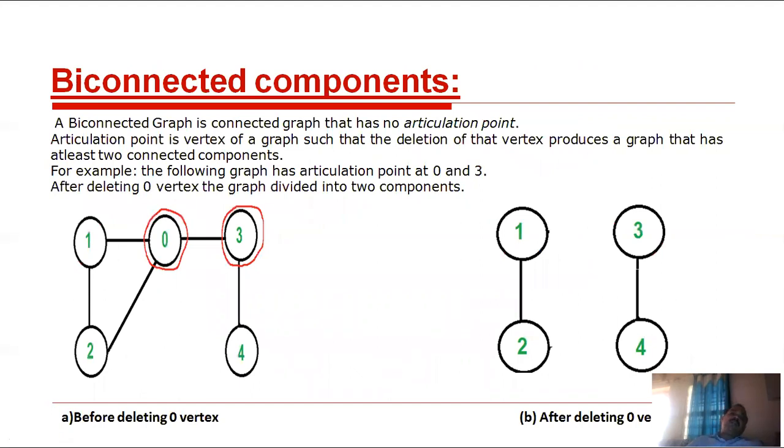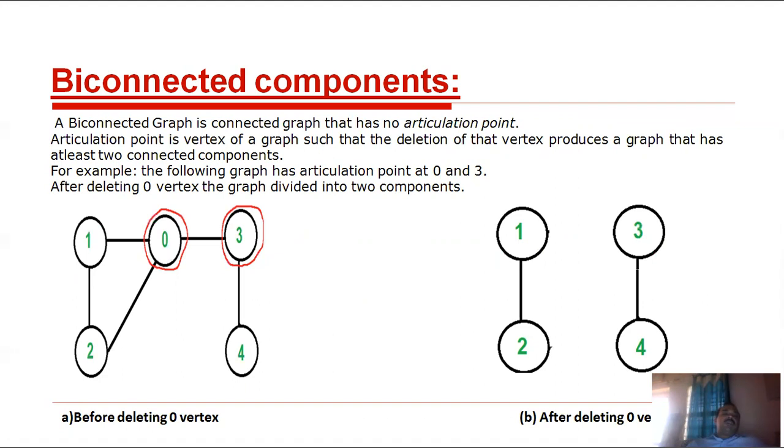Next one, bi-connected components. Bi means two, so each graph is divided into two parts. A bi-connected graph is a connected graph that has no articulation point. An articulation point is a vertex of a graph such that the deletion of that vertex produces a graph that has at least two connected components. For example, the following graph has articulation points at 0 and 3.